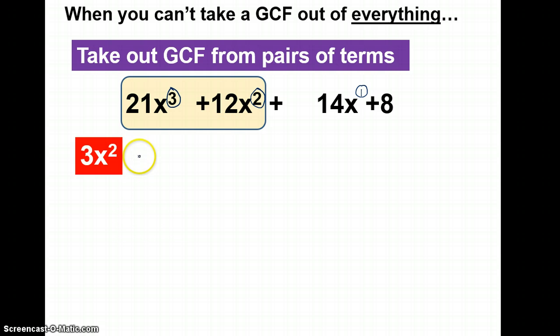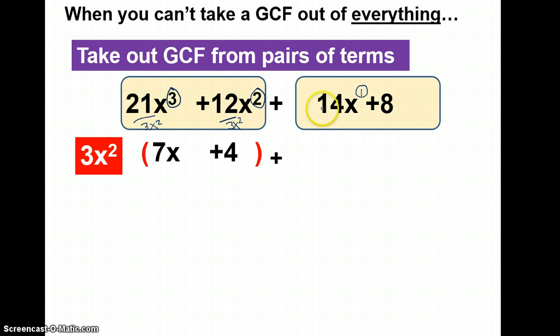3x squared, good. So we're going to divide each term by 3x squared. 3 goes into 21. Okay, 7, great. And then 3 goes into 12. Plus 4, good.